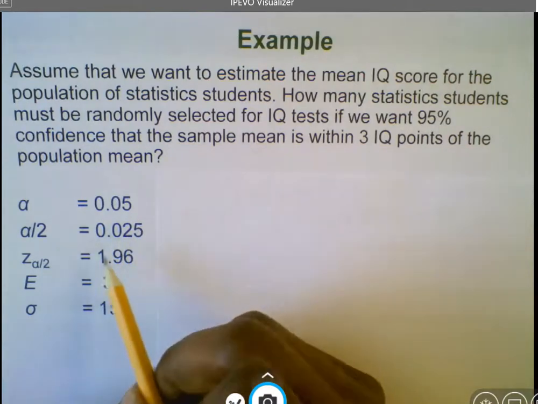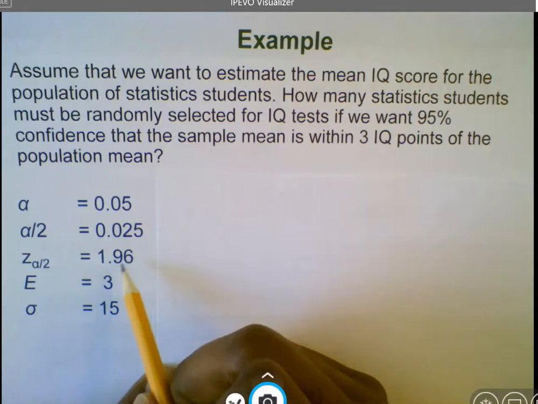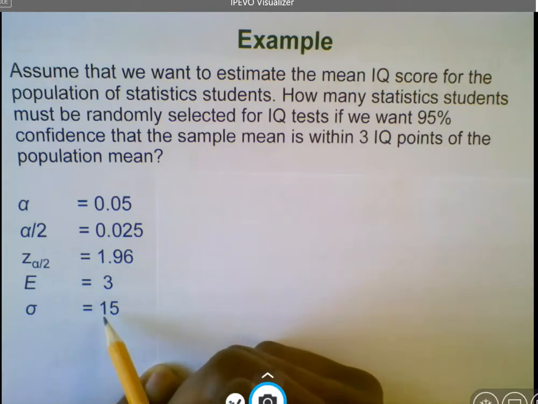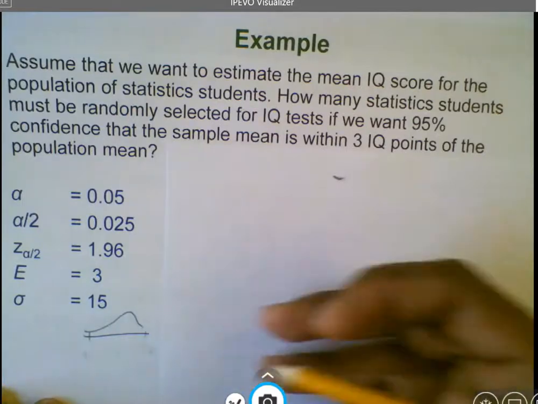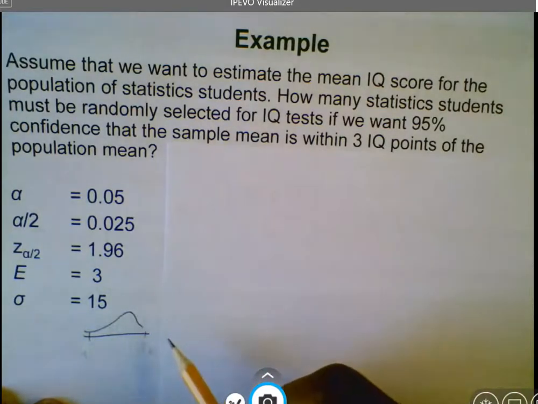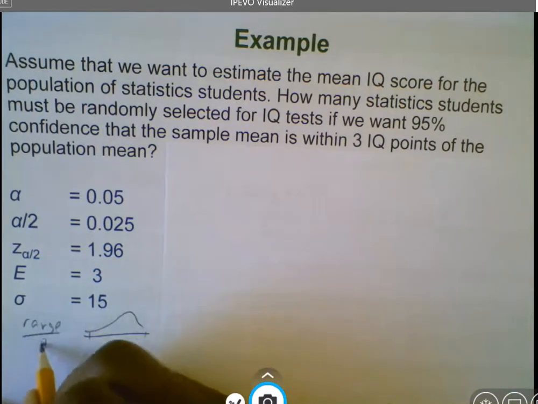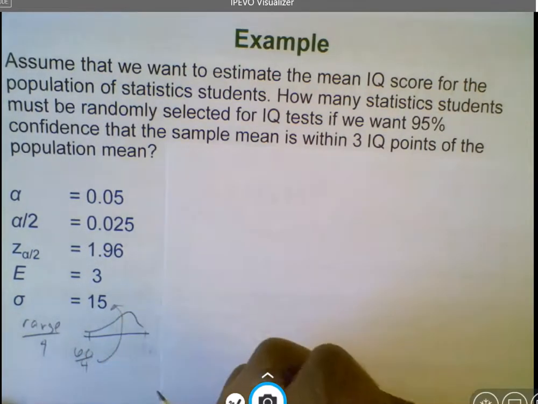So in this case, to have a 95% confidence interval, alpha is 0.05. Our z-score for 95% confidence interval is 1.96. Our margin of error is within 3 points, so 3. And our standard deviation, they didn't mention it, so it's basically going to be this. It was decided on some previous lesson that the range of IQ scores for statistics students was 60. So basically our standard deviation would be that range divided by 4. So it'd be 60 divided by 4, or 15.